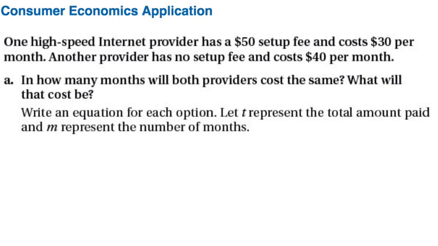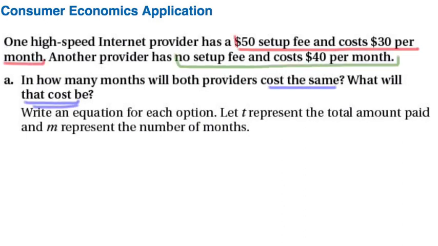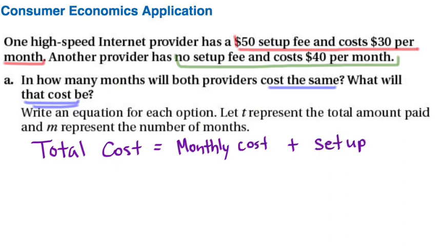One high-speed internet provider has set up a $50 fee plus $30 per month. And the other has no setup fee, just $40 per month. In how many months will the providers cost the same or be equal to each other, right? So we're going to go ahead and write equations, letting T represent the total amount paid and M represent the month.